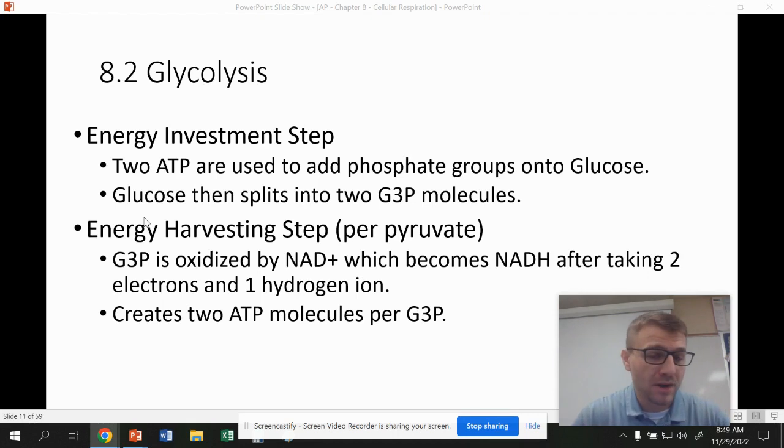Now, this occurs per pyruvate. G3P is oxidized by NAD plus, which becomes NADH. This just means, again, oxidation reduction reactions, OIL RIG. Oxidation is losing, reduction is gaining. So G3P is going to lose electrons and hydrogen ions, and the NAD is going to pick them up and take them to a later location. This also creates two ATP molecules per G3P, but we have to double everything because, again, we have two pyruvates here.